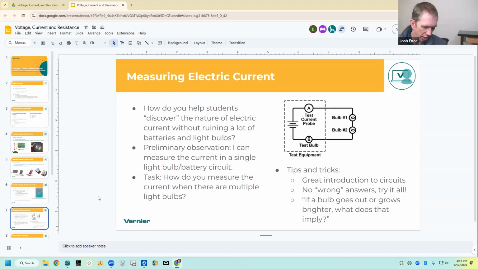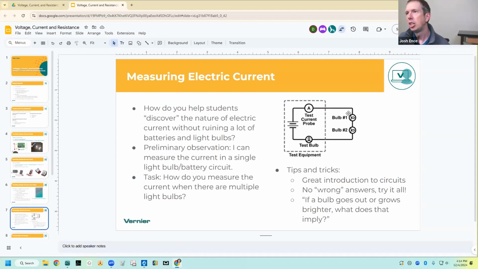We had a college professor, Keith, that did a sabbatical with us for a year. He was great. He encountered this problem every year with his physics students, and he came up with this lab setup that really works well. The idea is that you create a circuit for your students, and there are certain parts of the circuit that students are not allowed to touch. There's a test probe that's measuring the current in the circuit, and there's a test bulb. Students aren't allowed to touch those. The other two bulbs here, they can do whatever they want with.